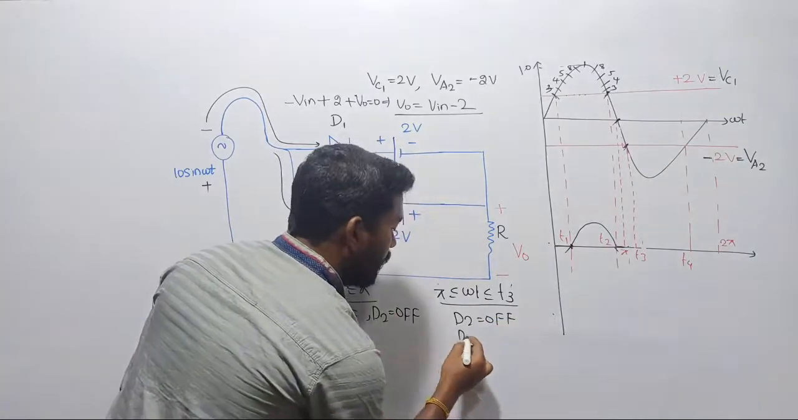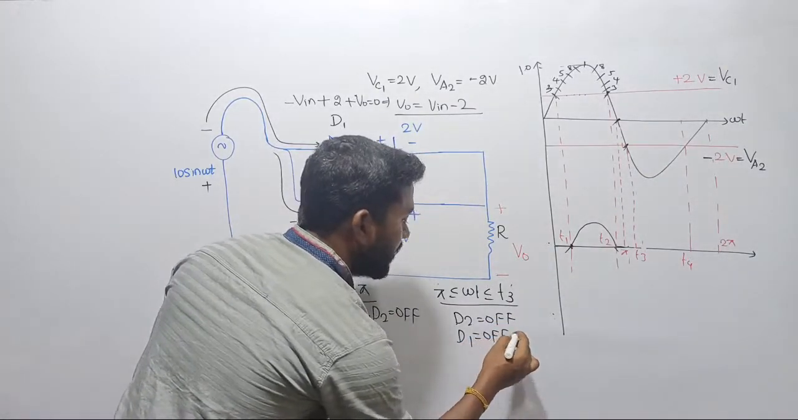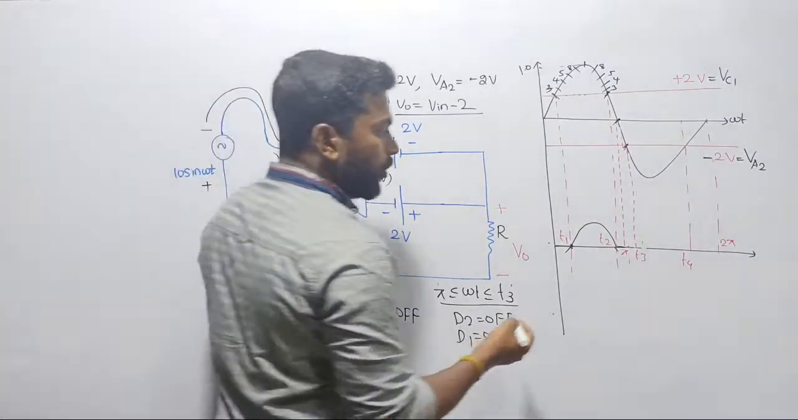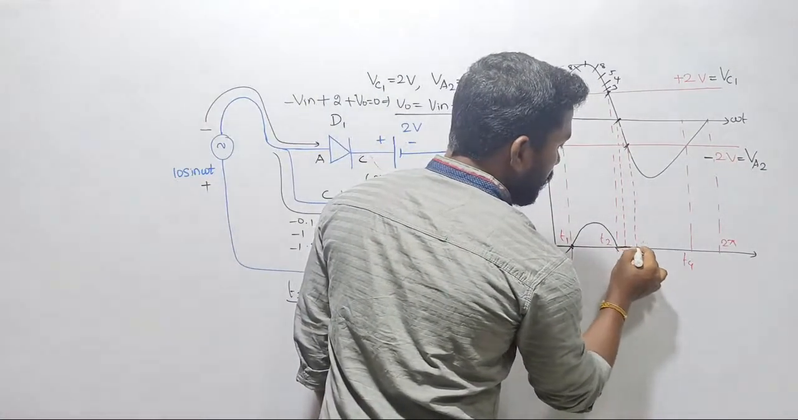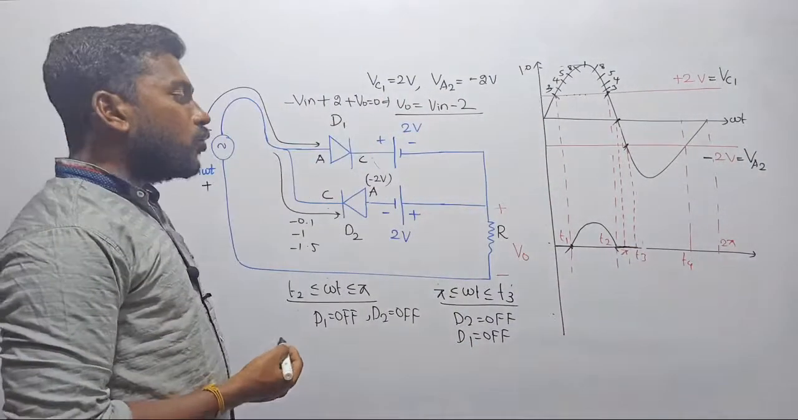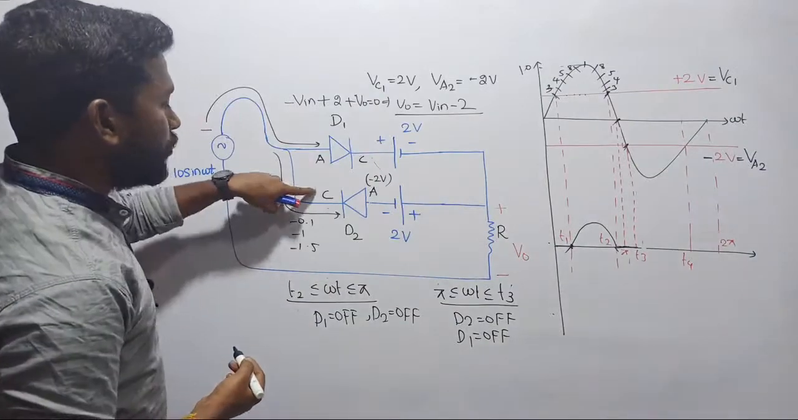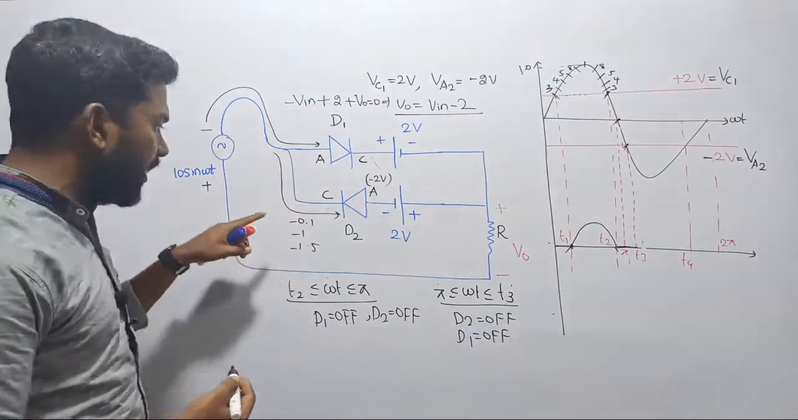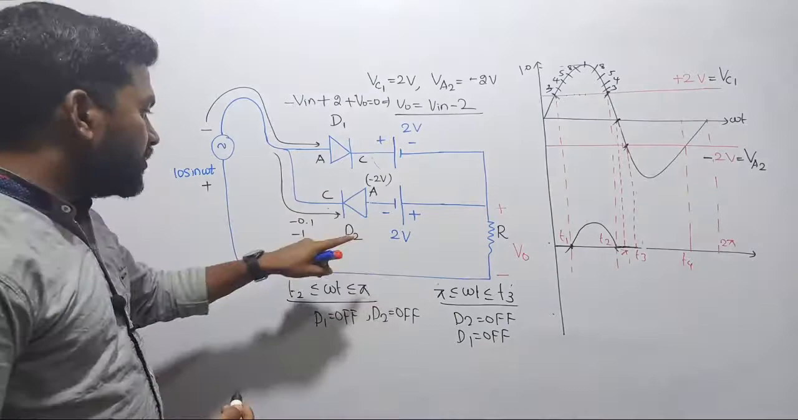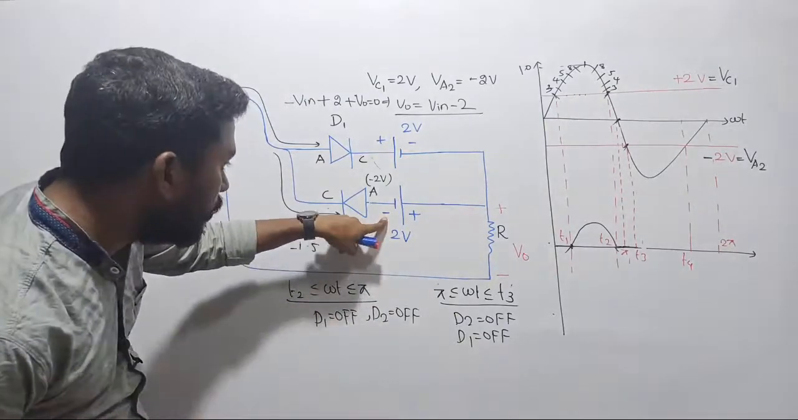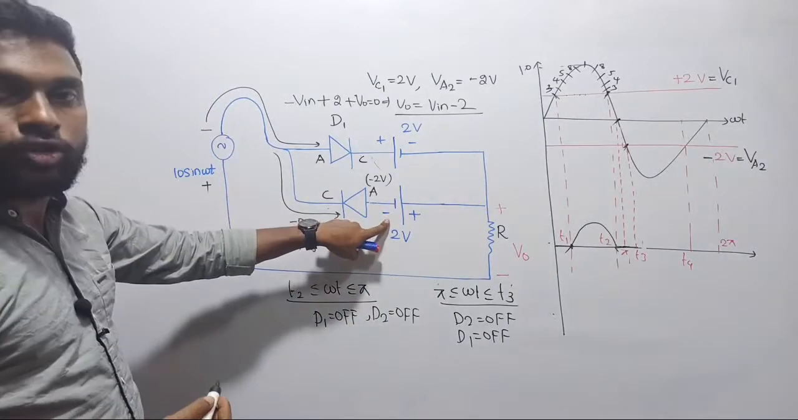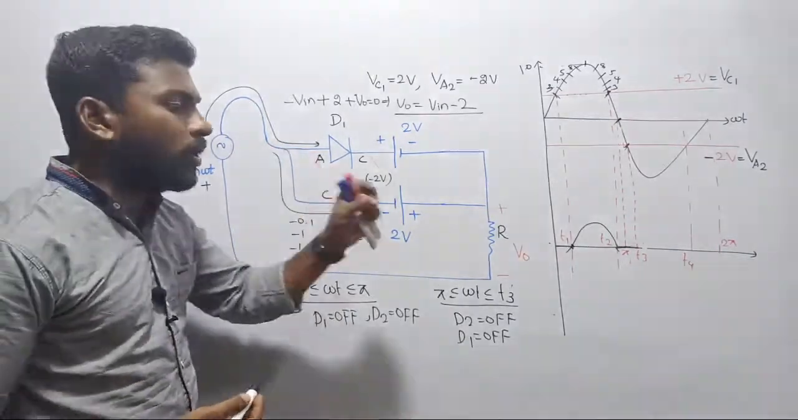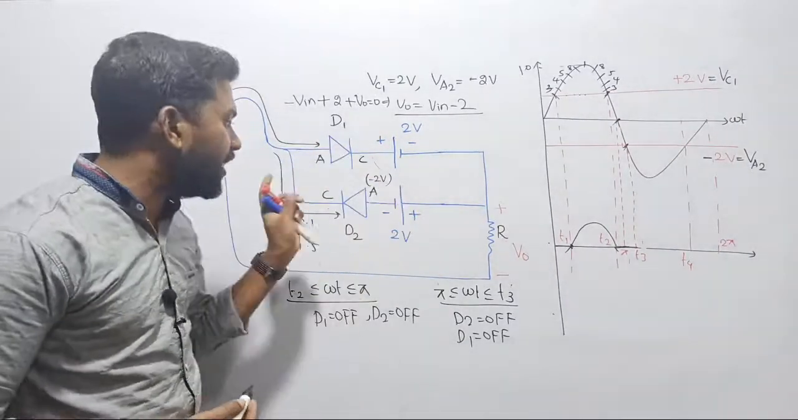Already D1 is turned off. D1 is permanently turned off in the second half cycle. So D1 and D2 are both turned off, so once again the output voltage will be 0 up to T3. Why? Because across the cathode we are injecting more negative voltage. Minus 0.1 is greater than minus 2. Minus 1.5 is greater than minus 2, up to minus 1.999999. This diode won't turn on.